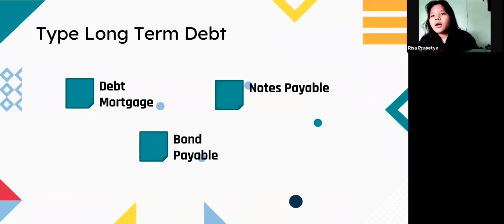Next, the types of long-term debt are first, debt mortgage, two, notes payable, and three, bonds payable. Next. The debt mortgage and notes payable will be explained by Miss Nisa.